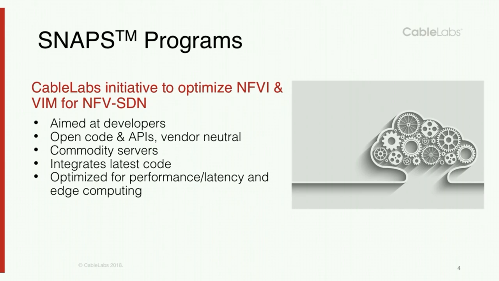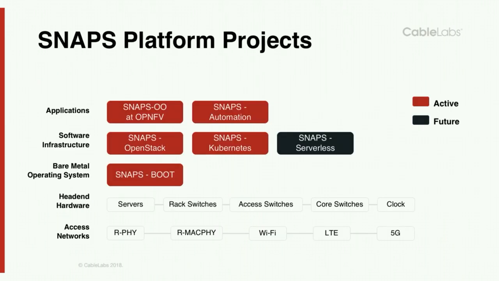Now let's look at it in more detail. The SNAPS Platforms project has 5 projects envisioned. 1 is future and 4 are active. So what it shows is at the bottom there you have access networks. You have the remote PHY concept that we discussed in the last chapter. A very similar concept is remote MAC and PHY. There are Wi-Fi access technologies, LTE, and 5G. So that's the bottom layer that's shown on the slide.